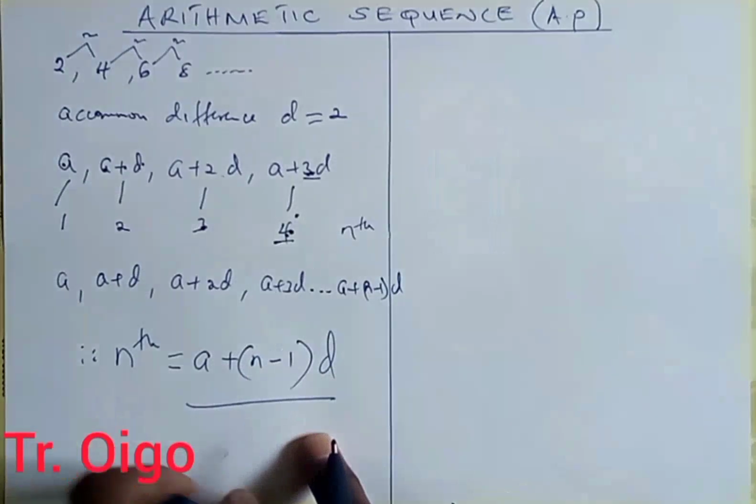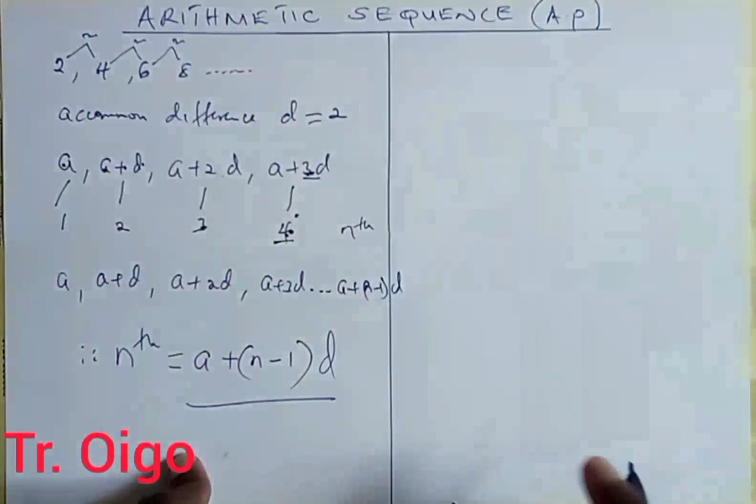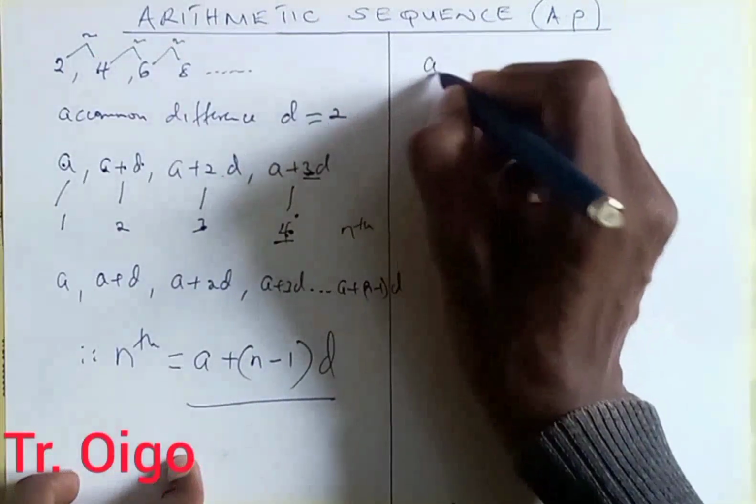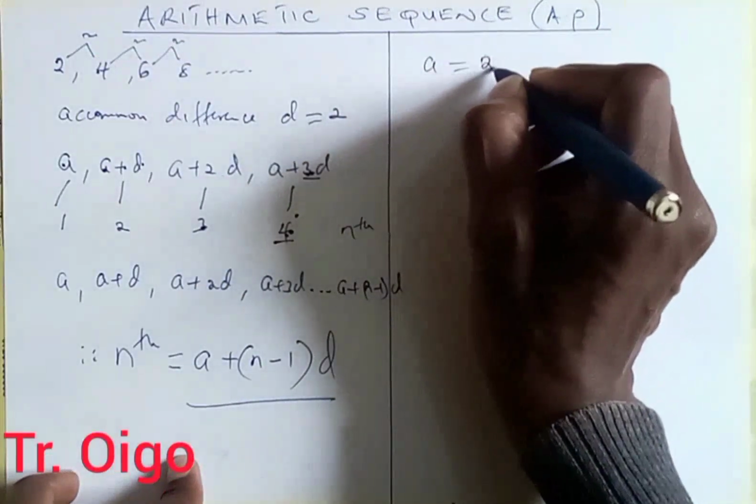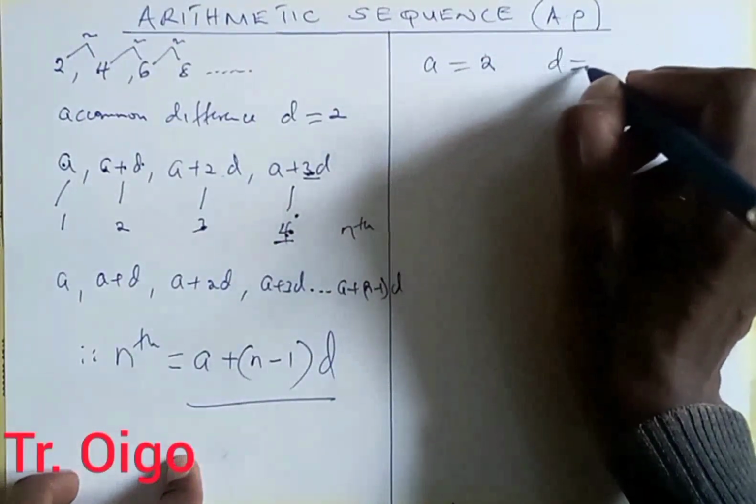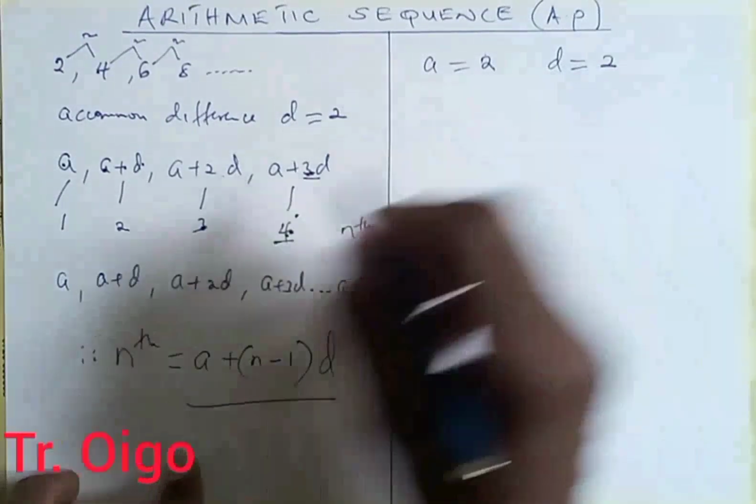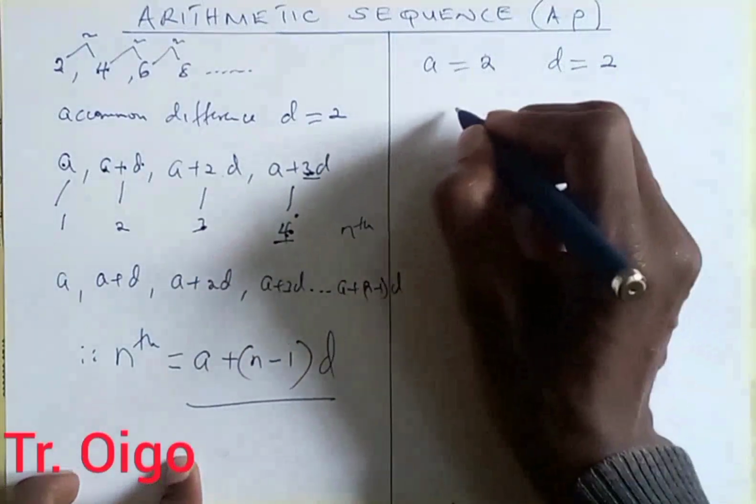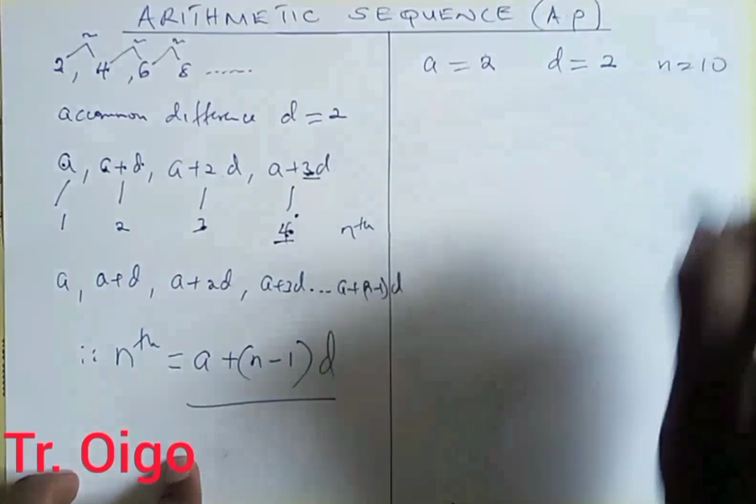Now, if I want to get the 10th term, for example, from this particular sequence, I'll say that the first term here, A, is 2. The common difference, we've said it is 2. That is either 4 minus 2 or 6 minus 4. And therefore, n that we want is 10.